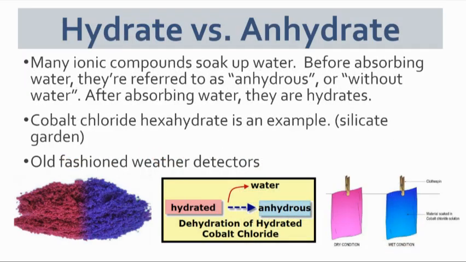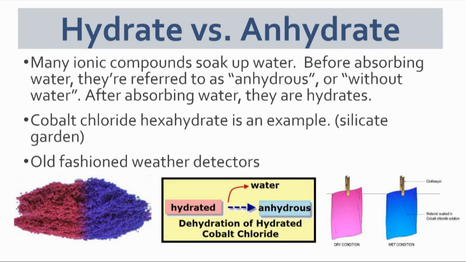Just a couple more vocabulary words as we get going. Hydrate versus anhydrate. Many ionic compounds soak up water and become hydrates. Before absorbing water, they're referred to as anhydrous, or without water. After absorbing water into their crystalline structure, they're known as hydrates. Cobalt chloride hexahydrate is an excellent example. It's an old-fashioned weather detector. It was basically used as a humidity detector in people's houses.